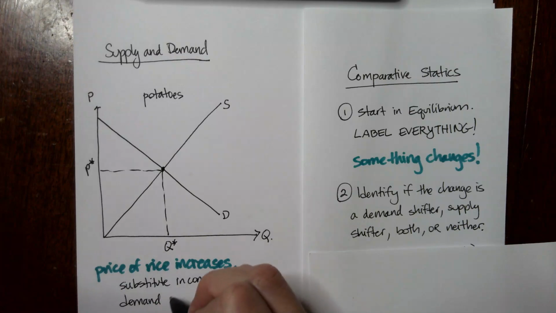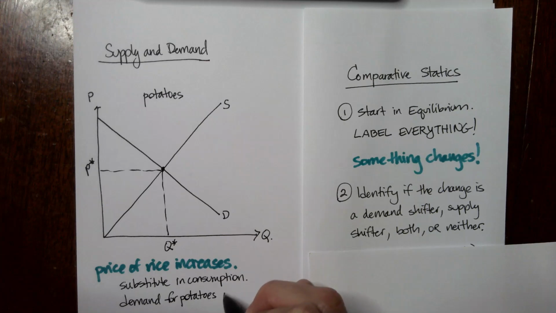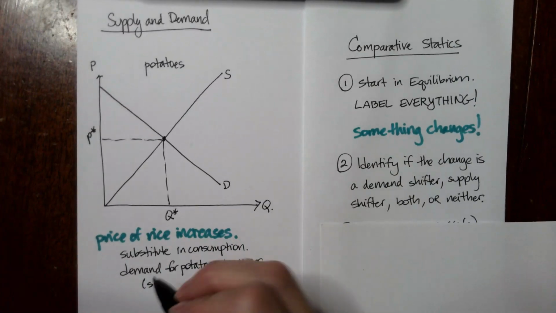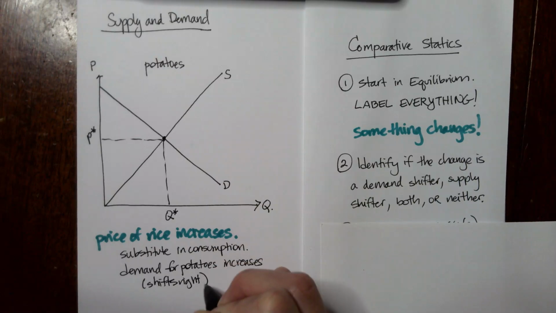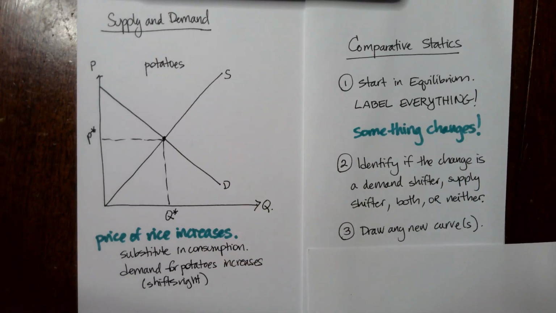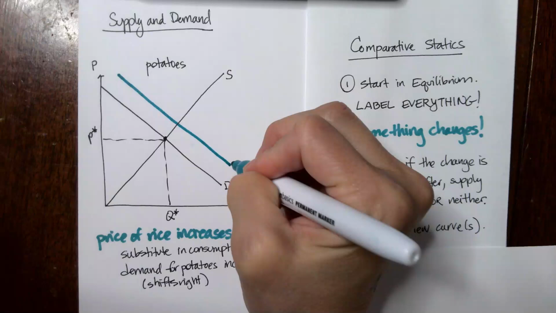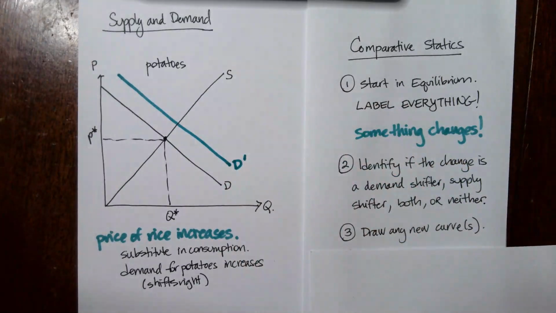And so the demand for potatoes increases. An increase is always a shift to the right. We're going to draw that new curve on our graph, on the same graph. We're going to label it D prime. We're going to label it so it's clear that that's the new demand curve.